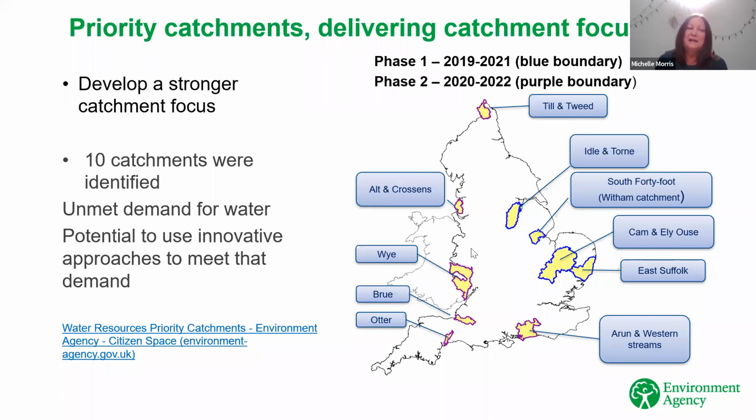All of these catchments had an unmet demand for water, but it was also recognised there was a potential to perhaps use some new and innovative techniques to see where we could meet that demand. All of these catchments are known as priority catchments. There's a link also to our citizen space page, which gives a little bit more detail about some of the work that's going on in the other priority catchments. So the Wye in the West Midlands was selected as a priority catchment. So next slide, please.